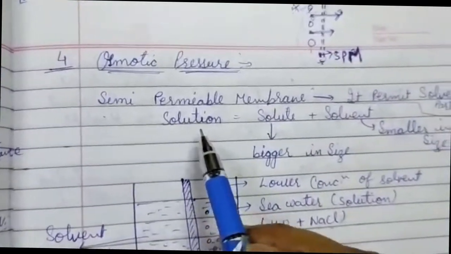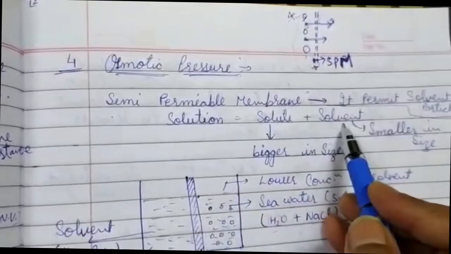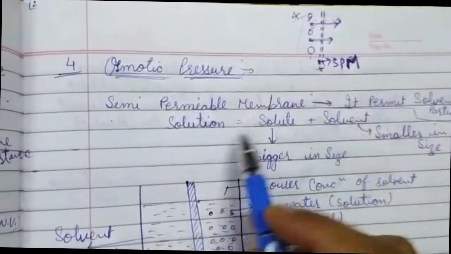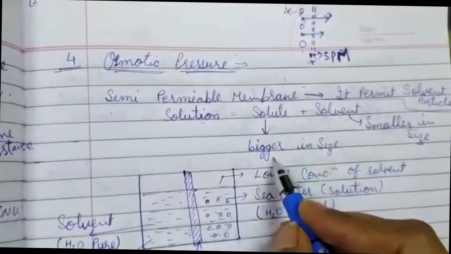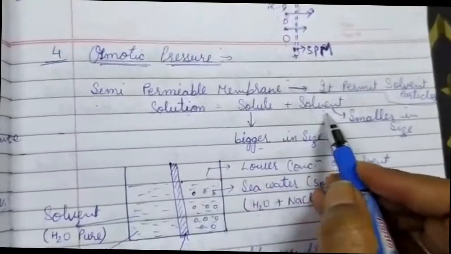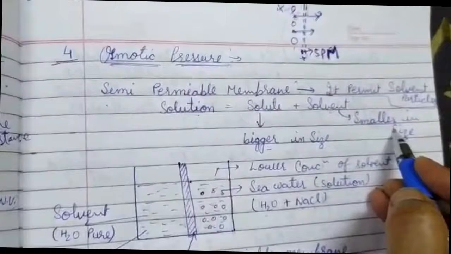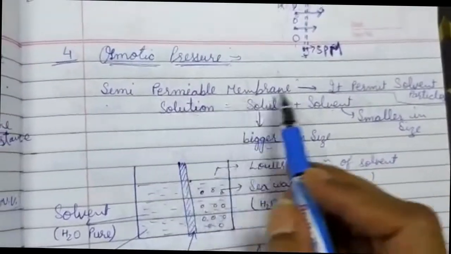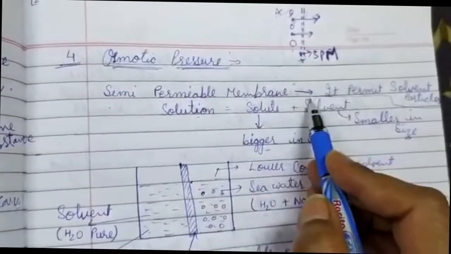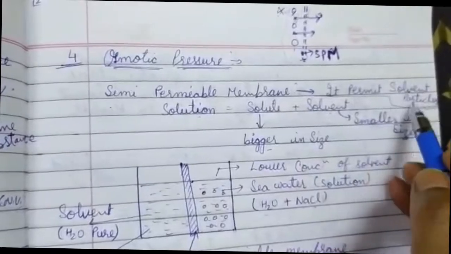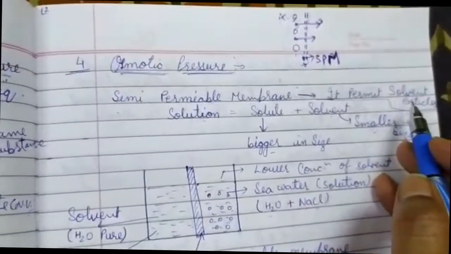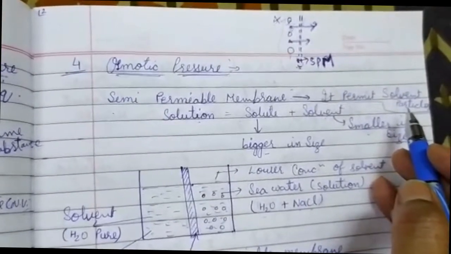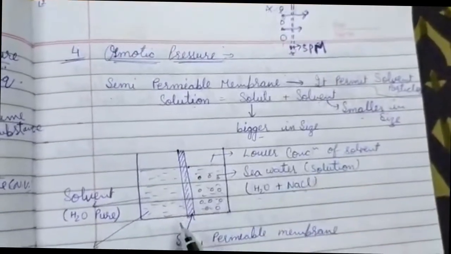Now, as we know, our solution is formed by the solute and solvent. When we mix solute with the solvent, then a solution will form. And the solute particles are bigger in size and the solvent particles are smaller in size. So, the semi-permeable membrane will permit only the solvent particles because they are smaller in size. So, only the solvent particles can pass through this semi-permeable membrane.